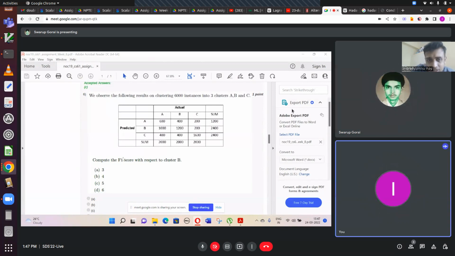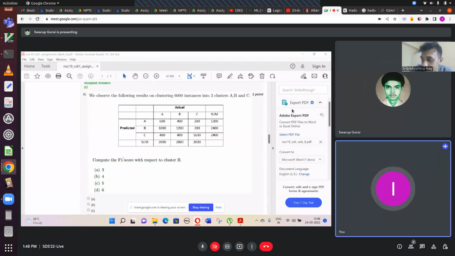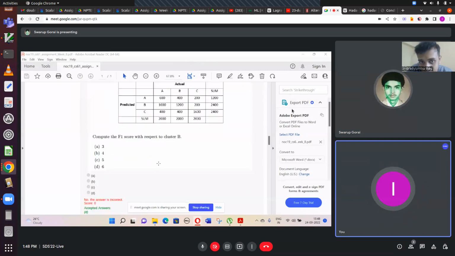You can search it online, but I'll tell you now. Recall is TP by TP plus FN. So true positive by true positive plus false negative. True positive is the number of items that have been correctly classified as positive, and false negative is the number of items that have been falsely classified as negative, right? And this is the total number of items in set B, right?